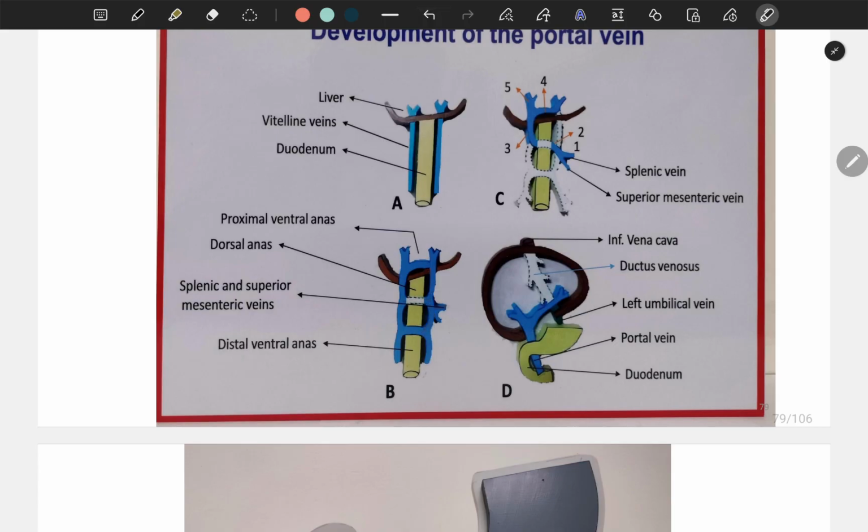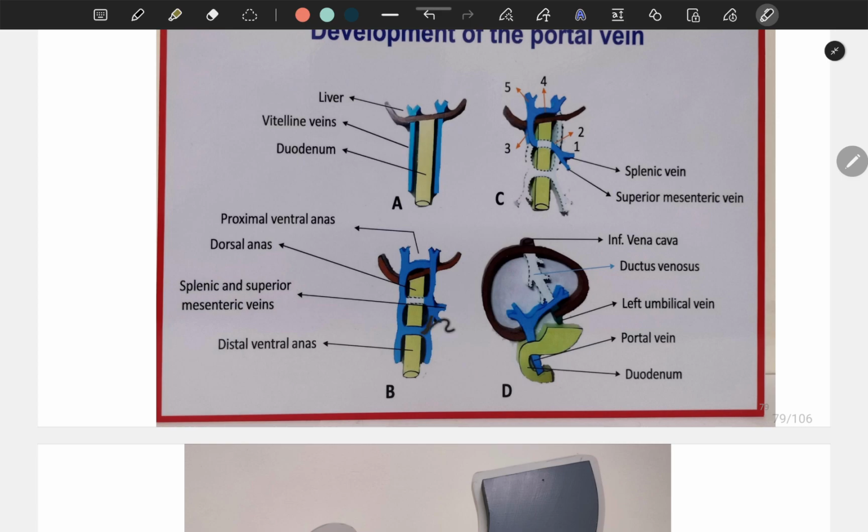So trunk of portal vein is formed by the middle dorsal anastomosis, and right vitelline vein. This all was right vitelline vein. This right vitelline vein, this is left vitelline vein. So this is right vitelline vein between the cranial ventral anastomosis and middle dorsal anastomosis. Okay, I think you understood.